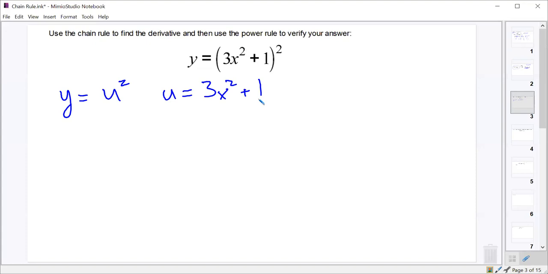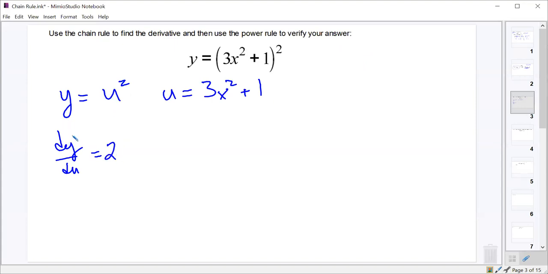Yeah. All right, cool. So then we need to take the derivative of y with respect to u. What is the derivative of y with respect to u? What's the derivative of u squared? U squared. Right, but what's the derivative of u squared? 2x squared plus 1.